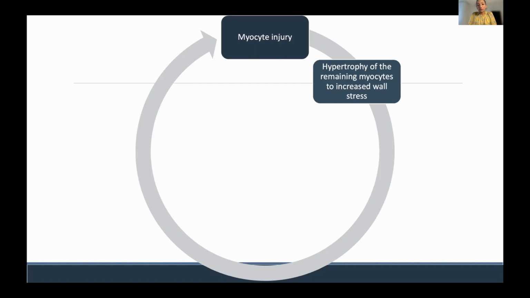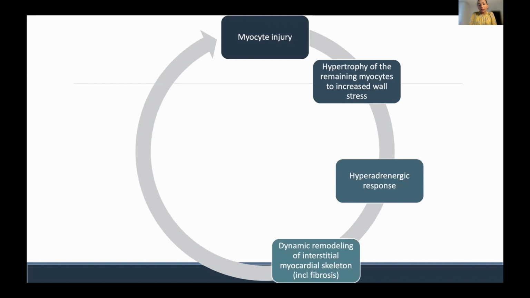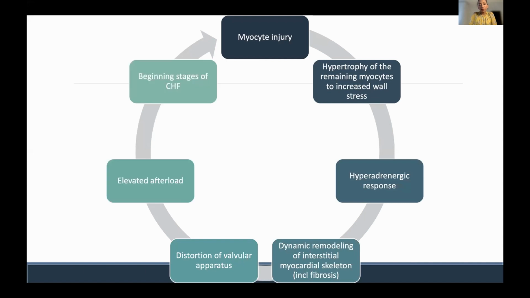So there's increased wall stress because of the amount of work that has to be done by fewer myocytes. In response to that wall stress, there's hypertrophy of the remaining myocytes because that's their compensatory mechanism. There's also a hyperadrenergic response. In addition, there's dynamic remodeling of the interstitial myocardial skeleton, and this includes fibrosis. The LV dilatation and remodeling leads to distortion of the valvular apparatus and elevated afterload, and that's what essentially leads to the beginning stages of congestive heart failure.